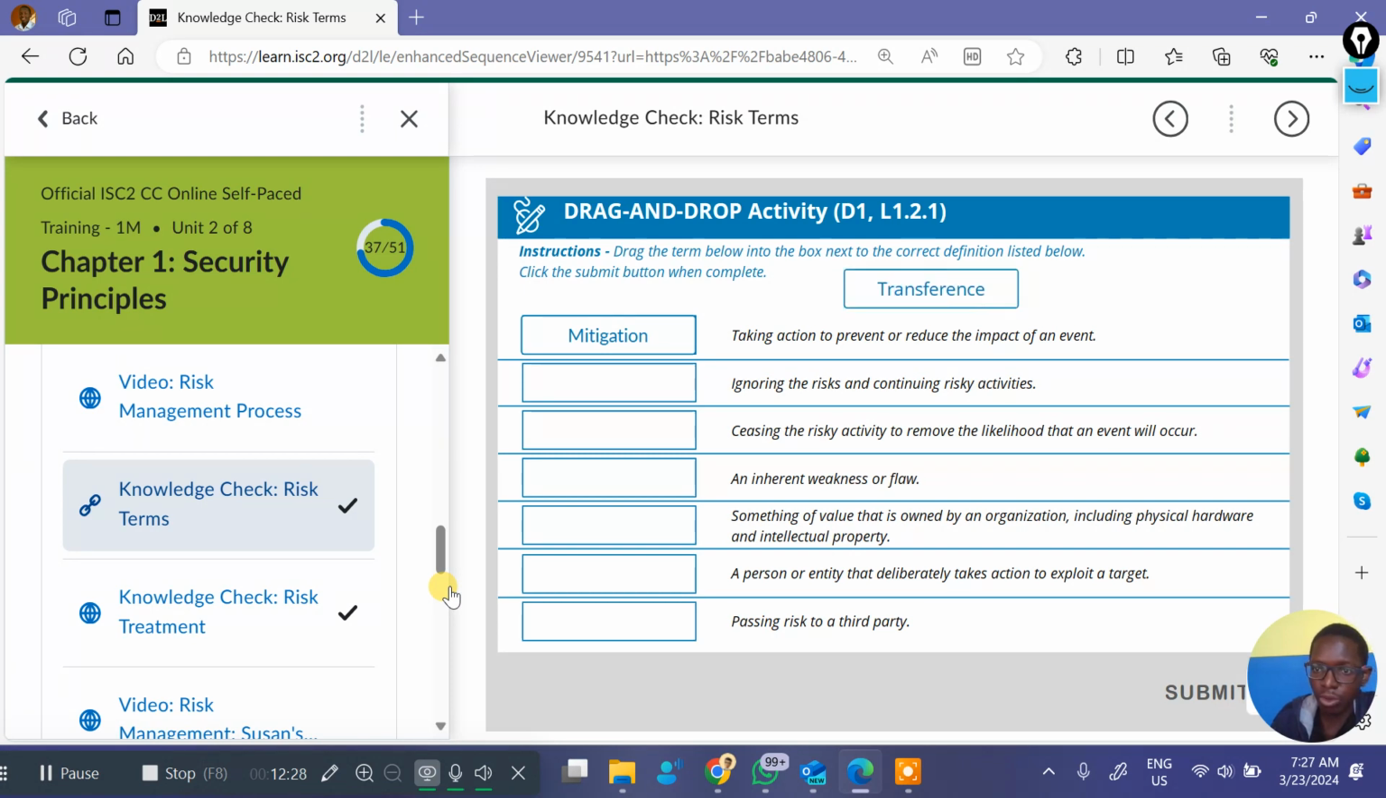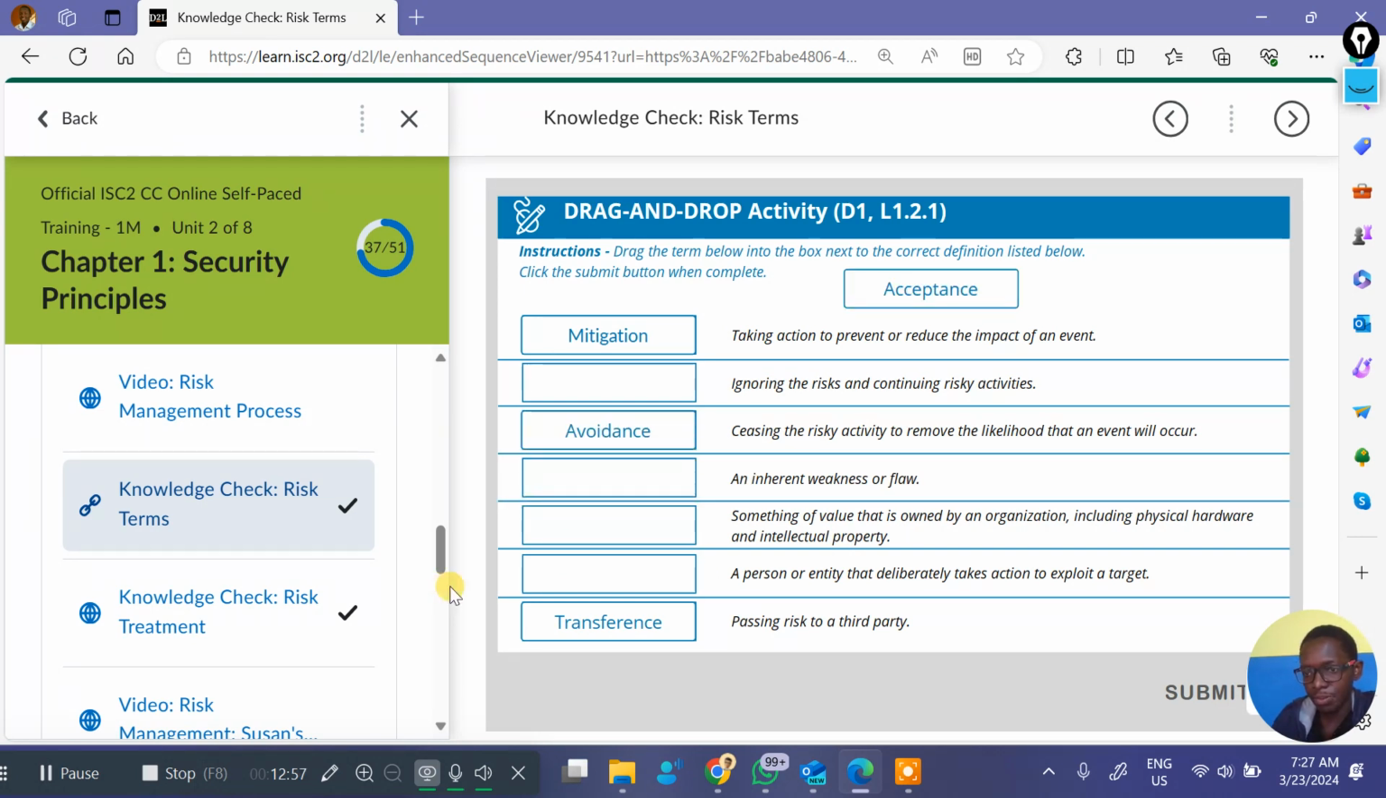I'm just going to look for what that is about. Oh, you were supposed to pause and pick your answer. My bad. Well, transference is going to be passing the risk to a third party. How about avoidance? Pause here. Okay, we good? So with avoidance, you totally escape it, like you try to move away from it, ceasing the risky activity.